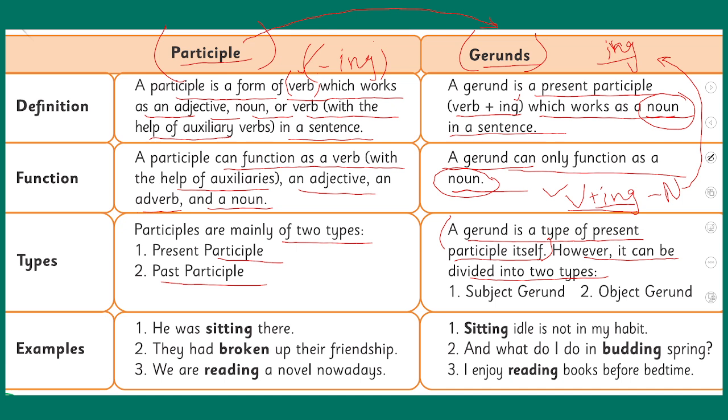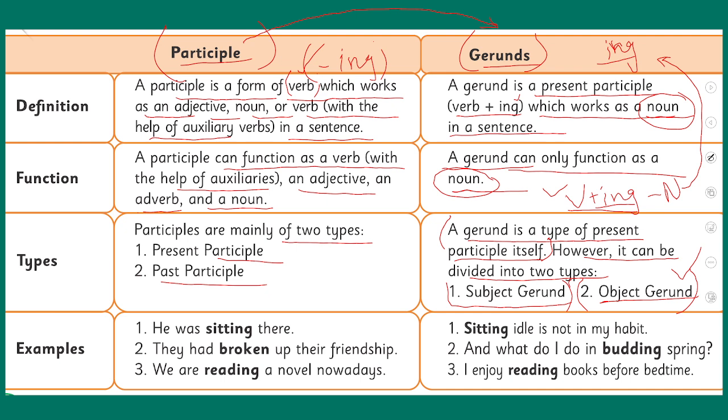So the gerunds are also divided into two subcategories, the subjective gerunds and the objective gerunds. The gerund can work as the object and as the subject, because a noun can work as the subject or as the object in a sentence. That's why gerunds can perform these two functions. That's why we categorize gerunds in these two types.